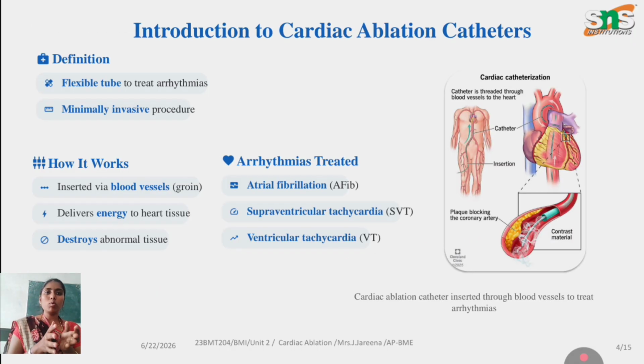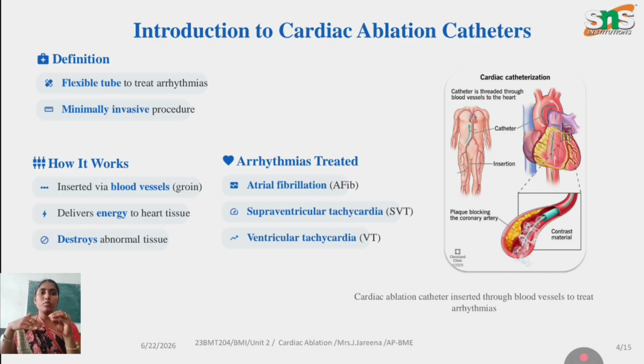Now we'll move on to what cardiac arrhythmias and cardiac ablation catheters are all about, how they work, and what are the different types of arrhythmia which we can easily treat with the help of this. Cardiac ablation techniques highly depend upon one tool, the catheter, because through this catheter only we are going to pass the energy, a source of energy, to treat the abnormal heart tissue.